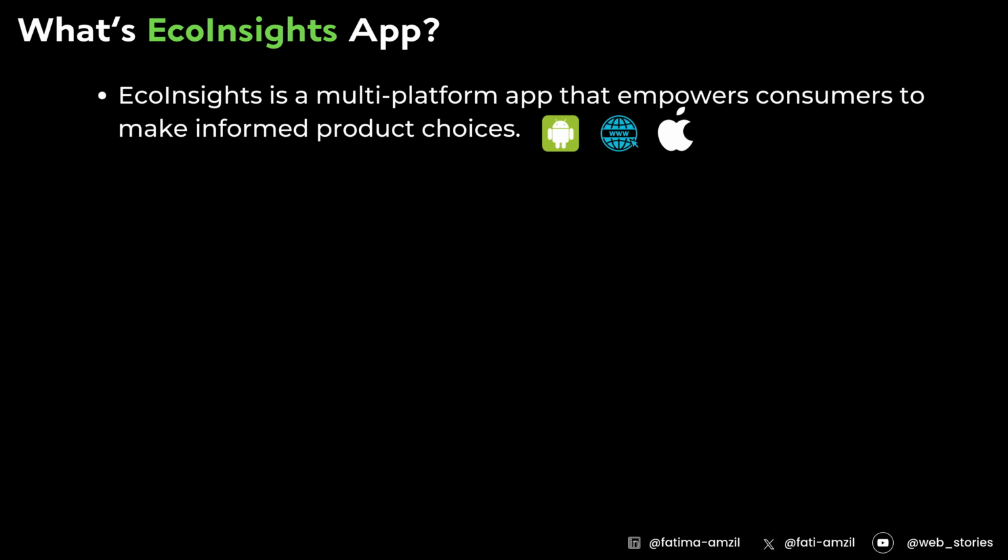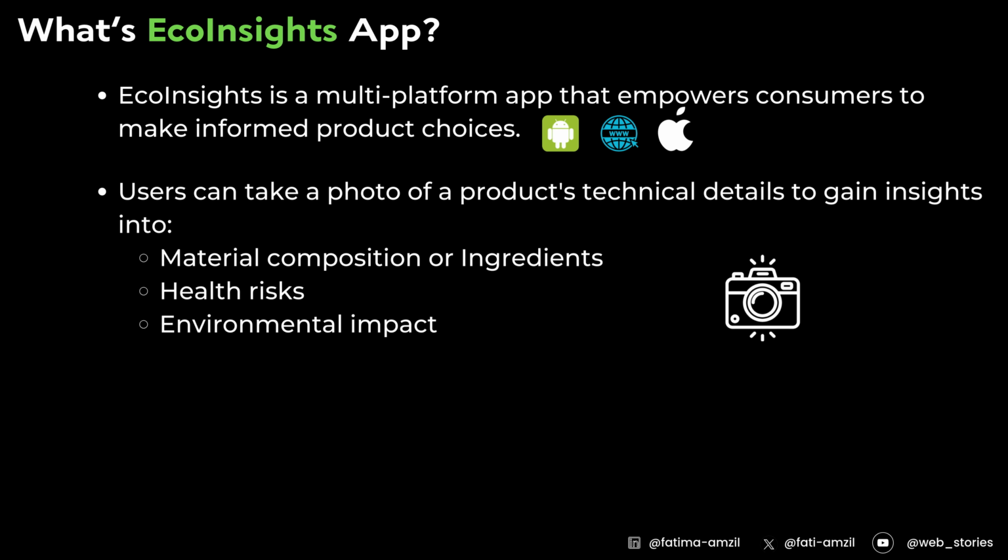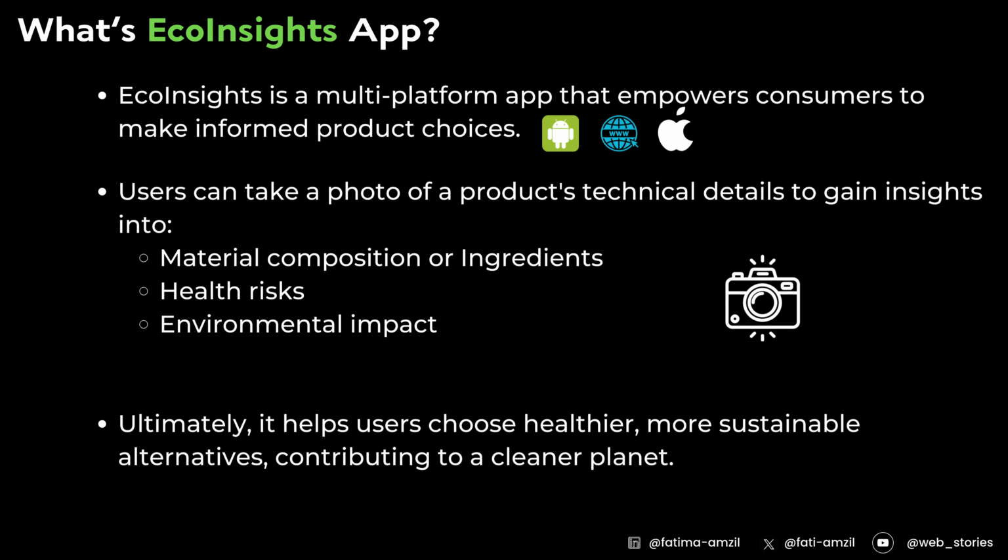EcoInsights is a multi-platform app designed to help consumers make more informed product choices. Users can take a photo of a product's technical details to gain insights into material composition or ingredients, health risks, and environmental impact. Ultimately, it helps users choose healthier, more sustainable alternatives, contributing to a cleaner planet.